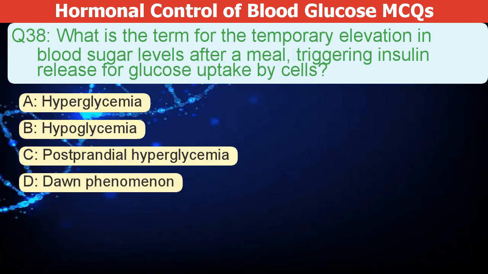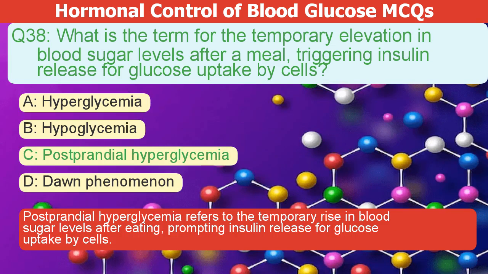What is the term for the temporary rise in blood sugar after eating, causing insulin to be released so cells can absorb glucose? A. Hyperglycemia. B. Hypoglycemia. C. Postprandial hyperglycemia. D. Dawn phenomenon. The correct answer is C. Postprandial hyperglycemia refers to the temporary rise in blood sugar after eating, prompting insulin release for glucose uptake by cells.